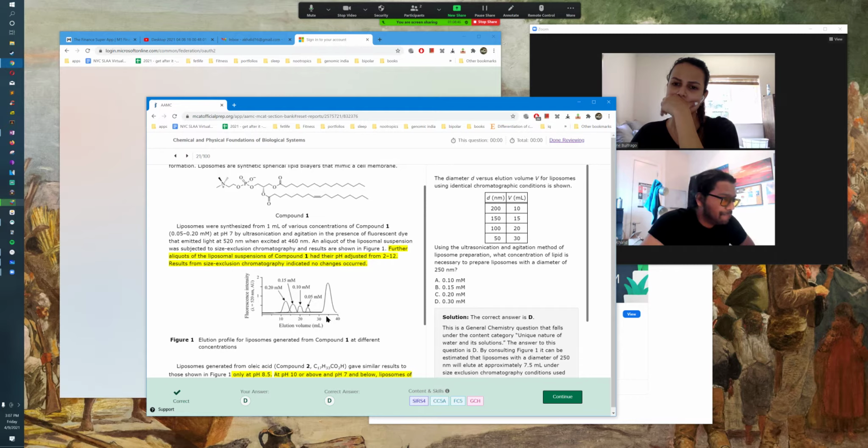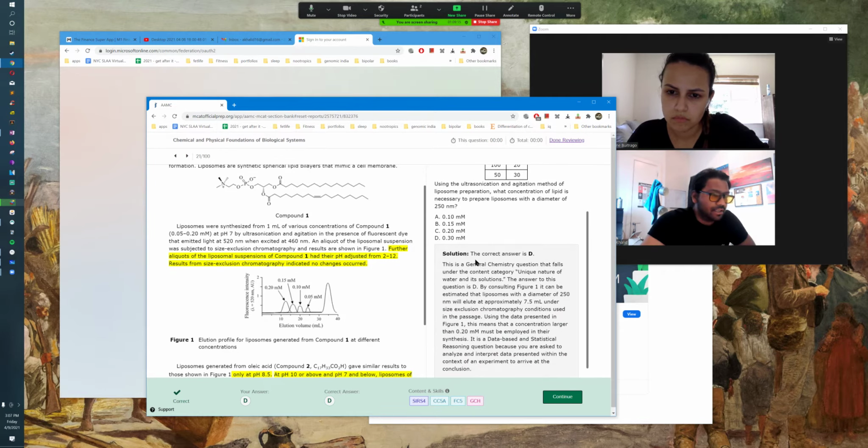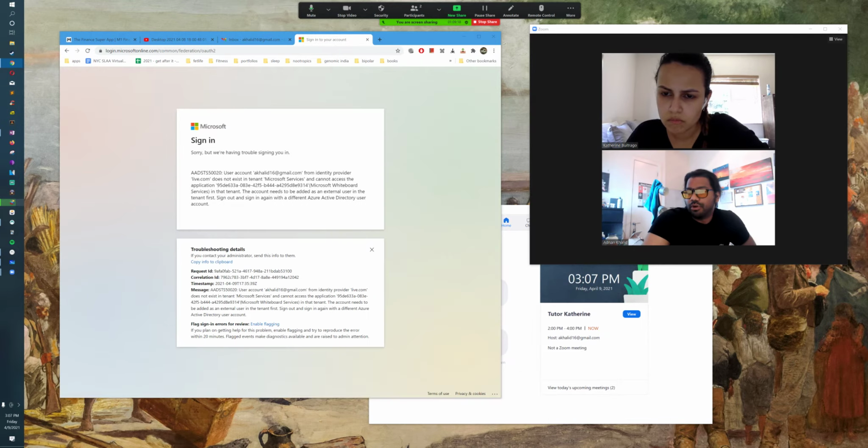Let me see if I understood the question. We would have to look at the figure given on the actual question to determine the elution volume for that particular diameter, right? But we don't have it there. We have 200, 150. So we're going to have to do some estimation, inductive reasoning.